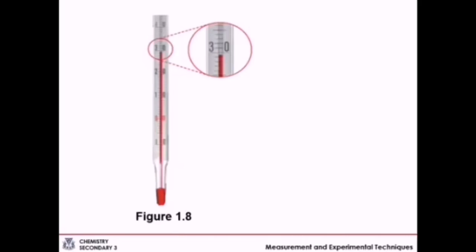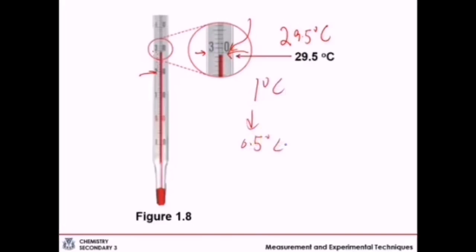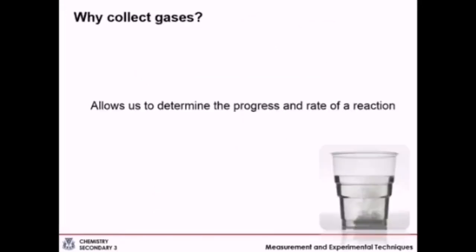In a thermometer we definitely use some liquid which must have a color. For example, let's use a thermometer and calculate its reading. I can zoom this picture for you. So it's about 29.5 degrees Celsius, or around about 30.